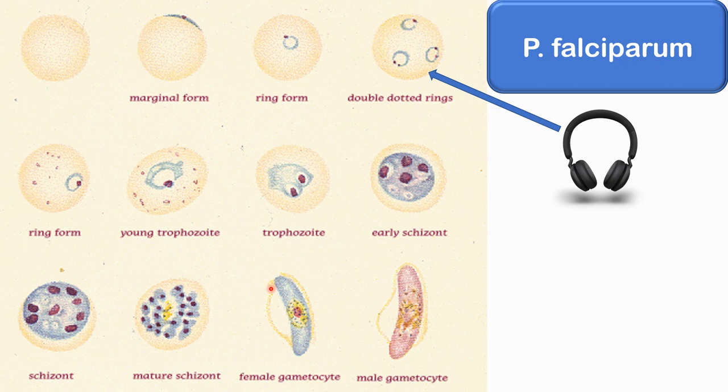Falciparum crescents can survive in circulation for up to 60 days, much longer than in other species. Gametocytes are most numerous in the blood of young children 9 months to 2 years old. They therefore serve as the most effective source of infection to mosquitoes.